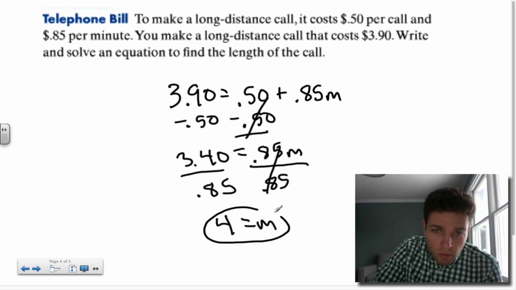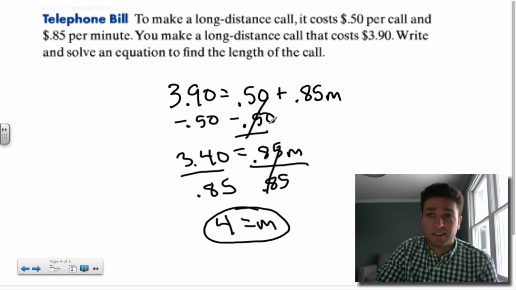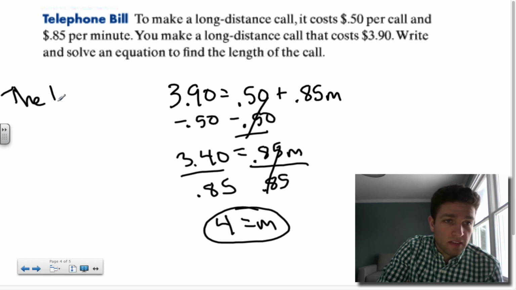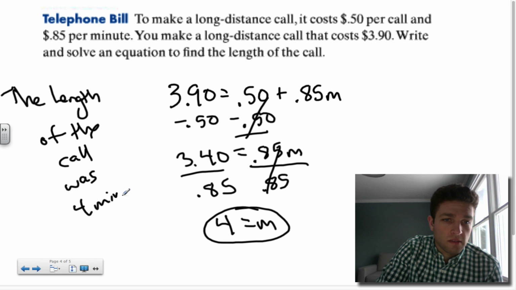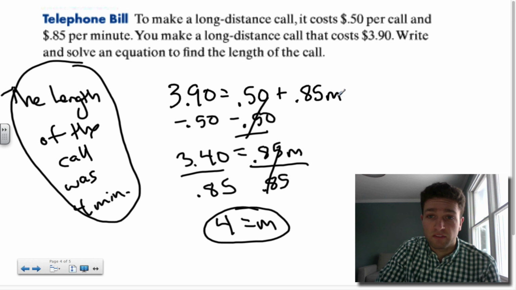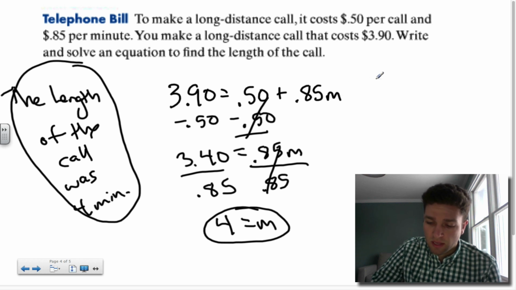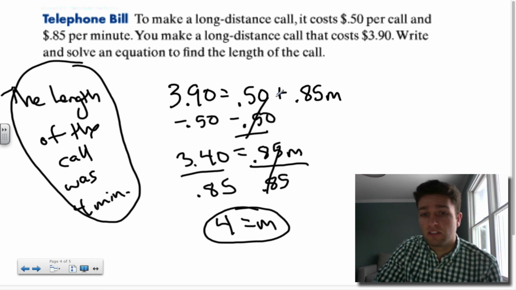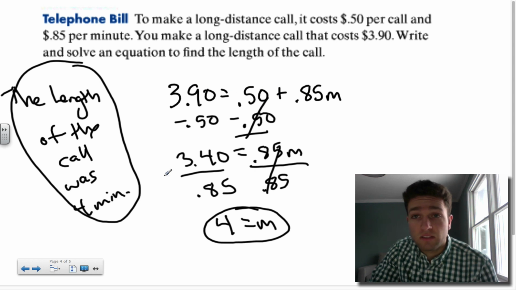Now, always refocus yourself so you give a complete answer that makes sense. It says solve an equation to find the length of the call. So the length of this call is in minutes. So if I'm rewriting my answer, the length of the call was 4 minutes. I've got my label, I've got my complete answer. And for those of you who check yourself, if you plug 4 in for M, 4 times 85 hundredths is 3.4 or 3 4/10 plus 50 cents is going to get you 3.9. So this equation does check out. 4 would be the answer, and that is solving 2-step equations.